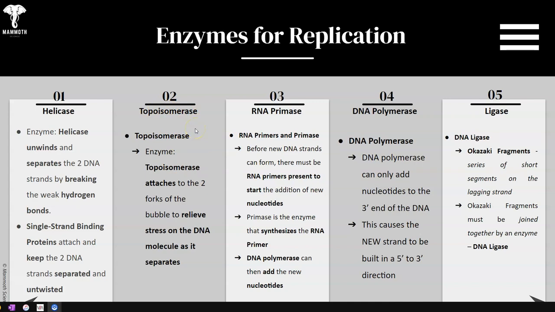Topoisomerase is an enzyme that attaches to the 2 forks of the bubble to relieve stress on the DNA as it separates. You don't want it to break. That would be a problem.